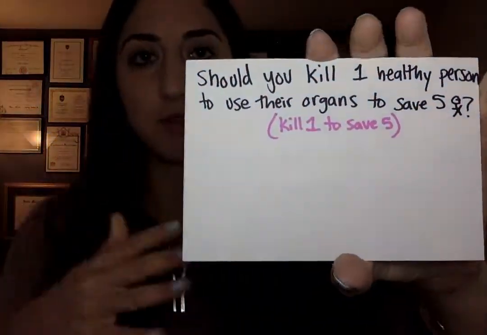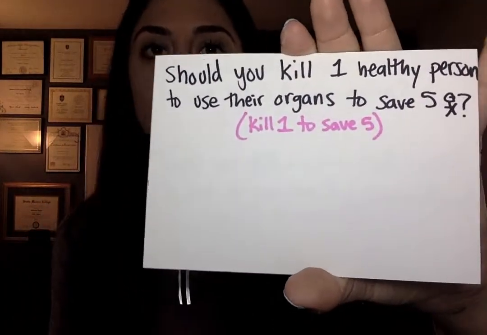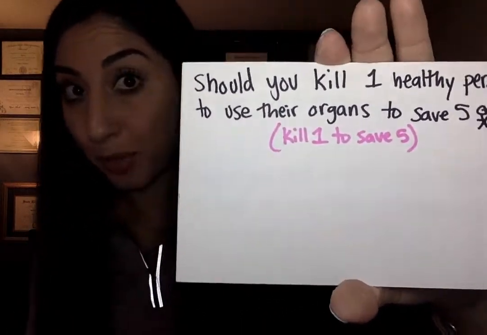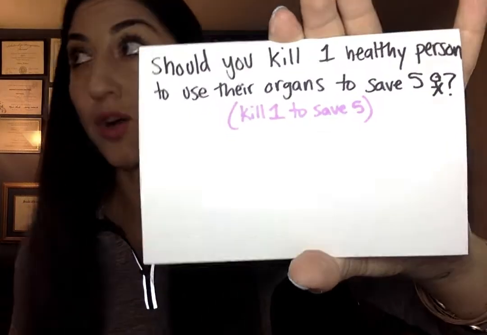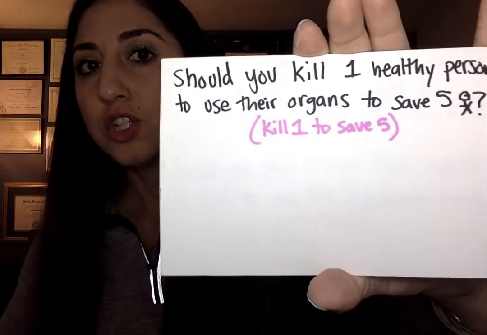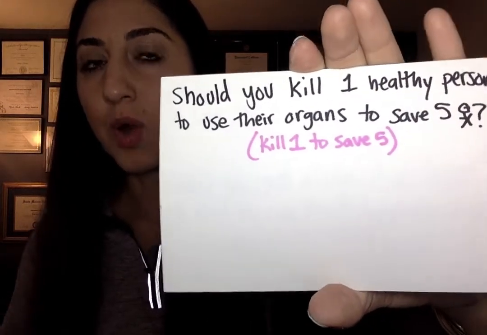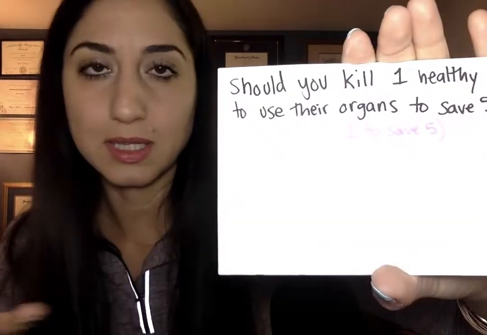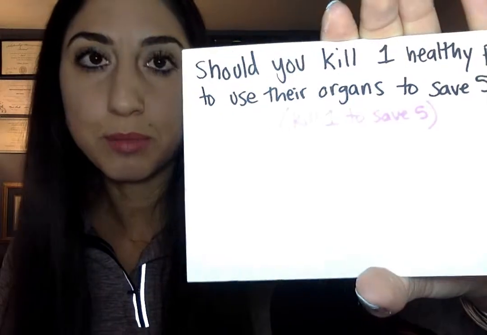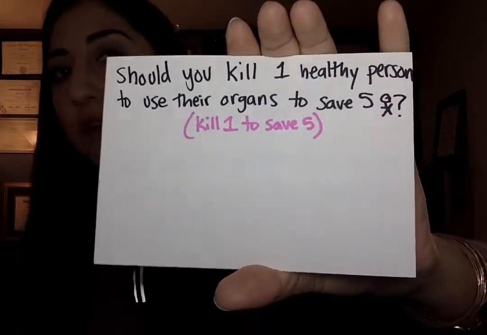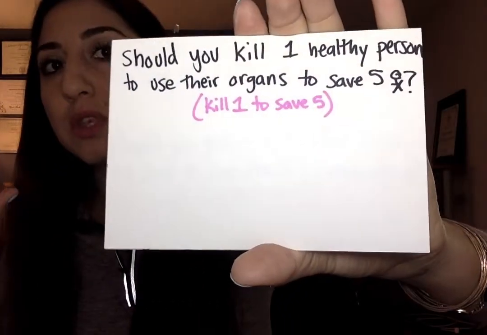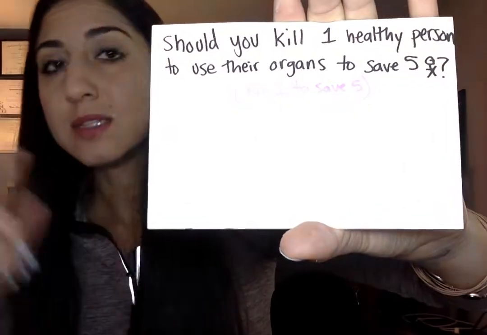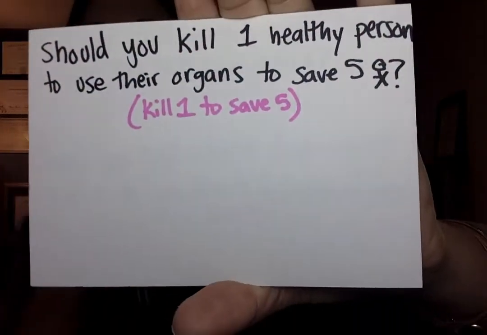Whatever you think of. So you've got these 5 people and each one of them needs an organ. And then you've got this healthy person who has all 5 of those organs. Should you kill the one healthy patient that you have without causing them too much pain? I mean, just put them to sleep and take their life, and then harvest their organs and use that one person to save 5 people. Should you kill the one to save the 5?